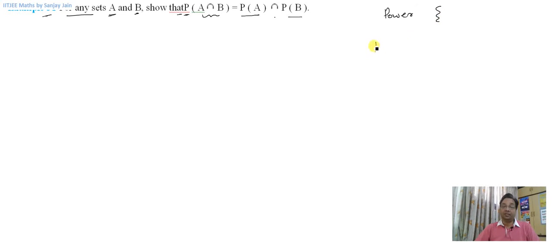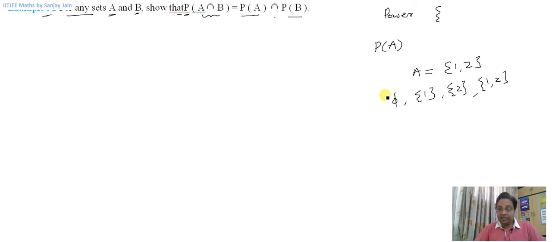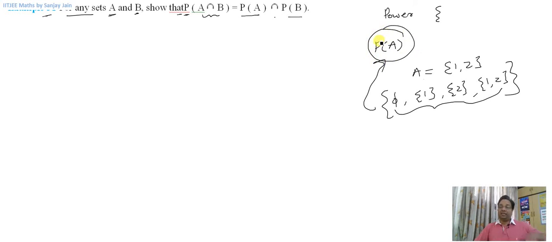For example, if I say the power set of set A, and let us say set A is {1, 2}, then I'll write the subsets of set A, which are the empty set, then the singleton sets, and then the set containing both these elements. If I create a set of all these subsets of set A, then this set is the power set of A. So the power set of any set is a set of its subsets.